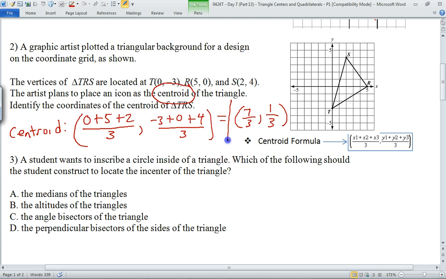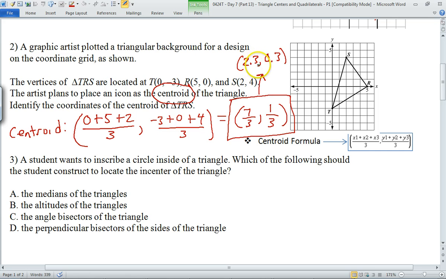So there it is. These are the coordinates of my centroid right there. Any questions about that? Let's test it out. What is 7 over 3 as a decimal, you guys? 2.3. And of course, 1/3 is approximately 0.3. Let's plot that point on the graph and see if it looks like the center of the triangle.